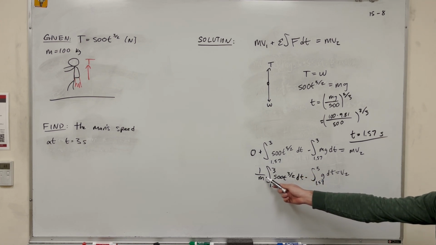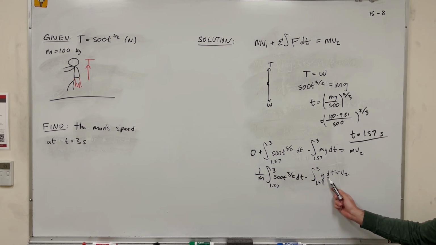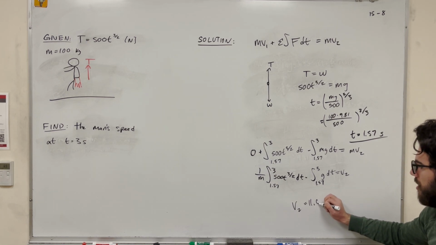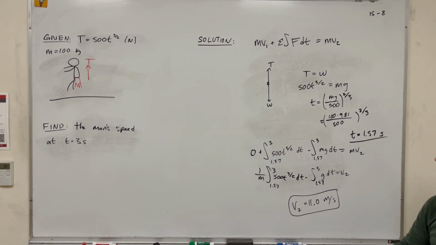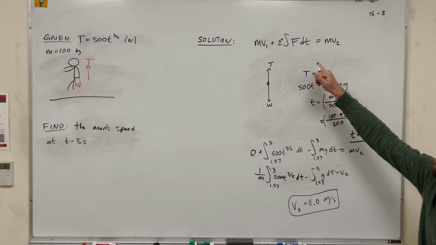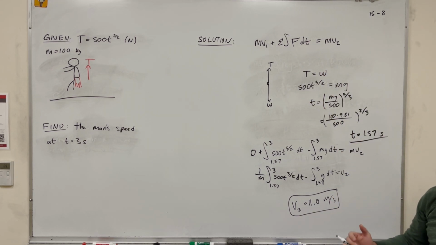So mass is 100 kilograms, t is just going to be on these bounds, gravity is 9.81, and then you're going to find v2. V2 is equal to 11.0 meters per second. There you go. That's how you solve this problem. Not too tricky, but there's a couple of things you need to keep account of in this type of problem. You're not changing velocity while he's on the ground, so you cannot put that in your time bounds. You need to find that time.